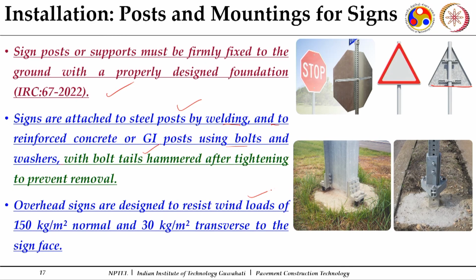Overhead signs are designed to resist, and this is important. When these overhead signs are there, their foundation should be good enough to resist wind loads of around 150 kg per meter square, which is normal to the sign board, and 30 kg per meter square transverse to the sign face. So again, the foundation has to be designed in this particular manner.